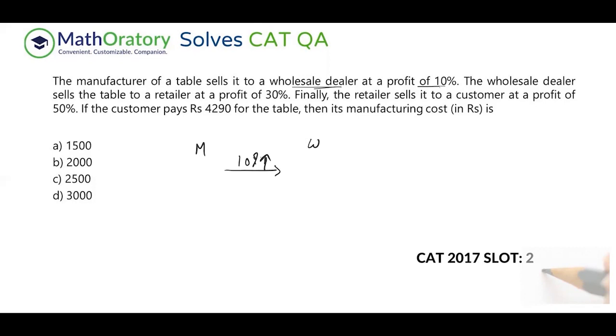The wholesaler sells the table to the retailer. So the wholesaler is selling to the retailer at a profit of 30%. So there's another 30% increase. And finally, the retailer sells it to a customer at a profit of 50%. So that's a greedy one. So he sells it at 50% profit. Now the customer pays 4290. So the actual price paid by the customer, I'll just write this up top, is 4290.